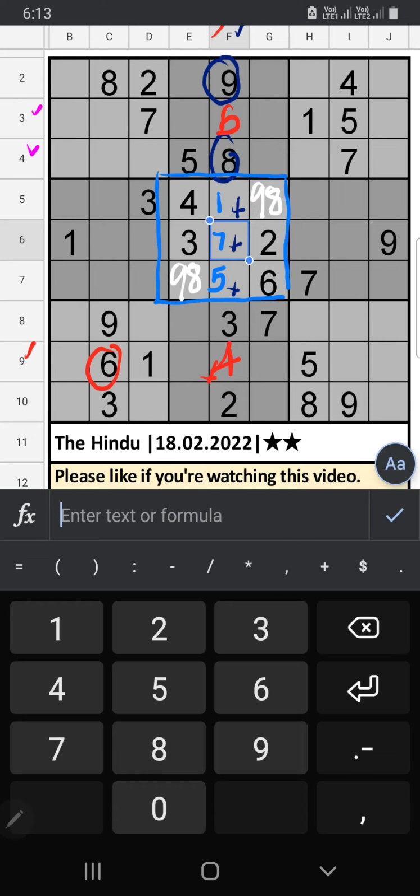In the 3rd row and 4th row, we have 7. So 7 can't come in these cells. Column G also we have 7. So 7 can't come in this cell. Then 7 is confirmed here. Column G we have 2. So 2 can't come in these cells. Then 2 is confirmed here.